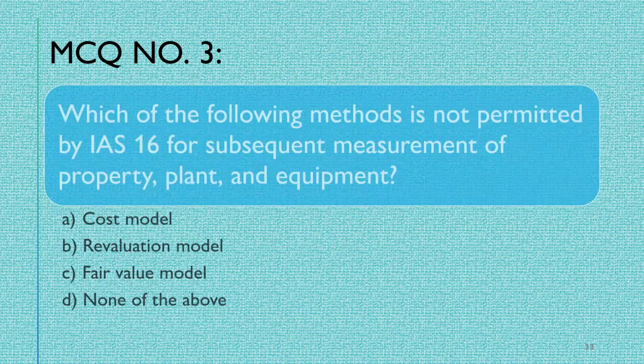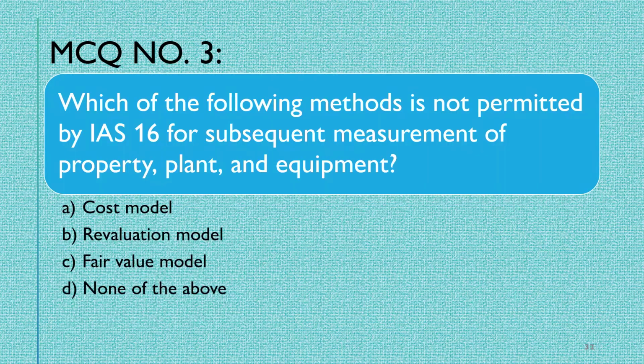Question number 3. Which of the following methods is not permitted by IAS 16 for subsequent measurement of property, plant, and equipment? A. Cost model. B. Revaluation model. C. Fair value model. D. None of the above. And the correct answer is option C, fair value model. Since A, cost model, and B, revaluation model, are permitted by IAS 16 for subsequent measurement of property, plant, and equipment.